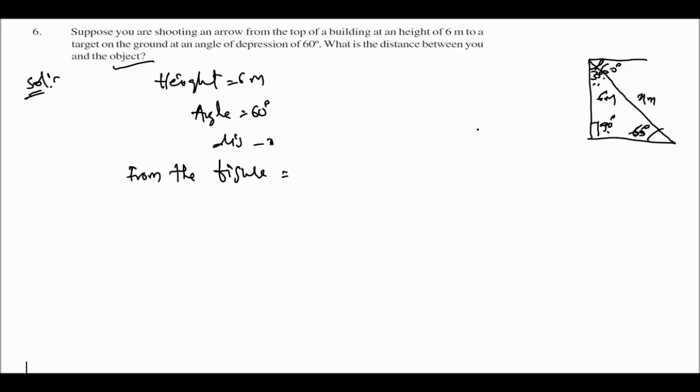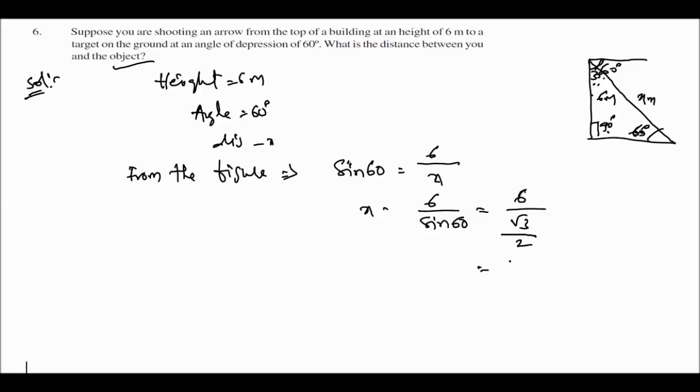sine 60 is equal to opposite by hypotenuse. Opposite means how much? 6 by x. Okay, x will go here. x is equal to 6 by sine 60. Sine 60 is equal to how much? 6 divided by sine 60, root 3 by 2.